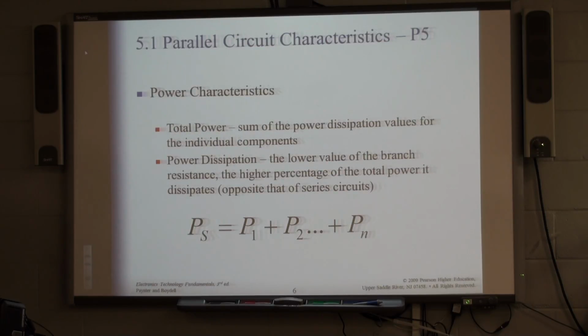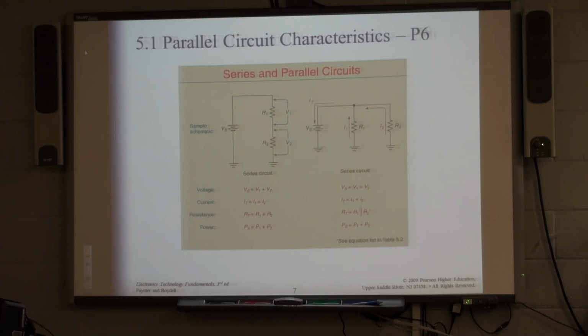Total power is the power through each. So this is adding the branch currents, power through each resistor in the branch, to get total power. That's the only commonality I think we have between the series and the parallel. We do add the powers.